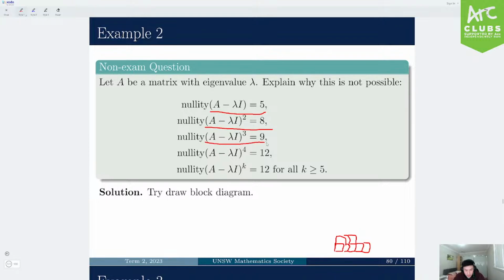Okay. Nullity of A minus lambda I cubed is 9, so we have to add on 1 more Jordan block.